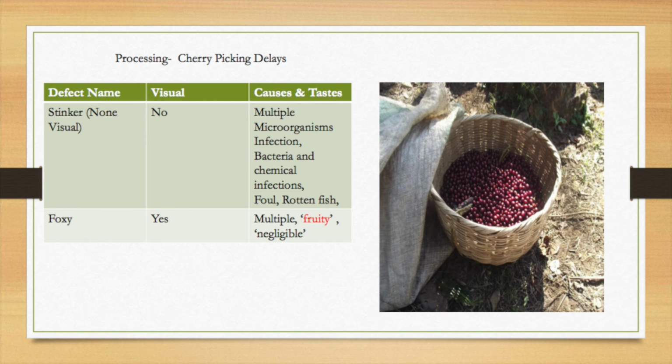And then we also have areas such as Foxy, which I would use to correlate back to what I was saying earlier, where different origins have different assessments of what a defect is. For some origins, such as Brazil, Foxy beans are not a problematic issue.